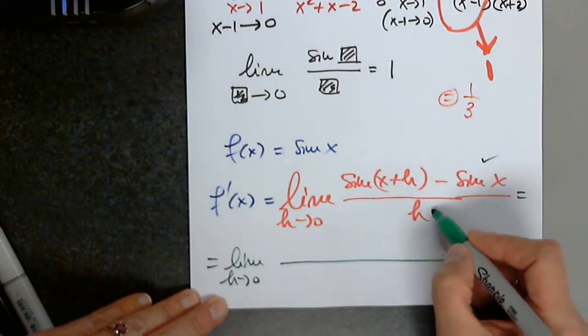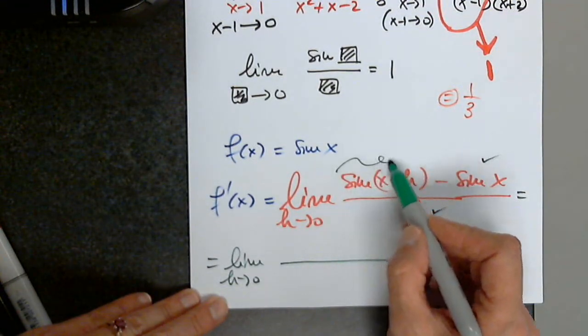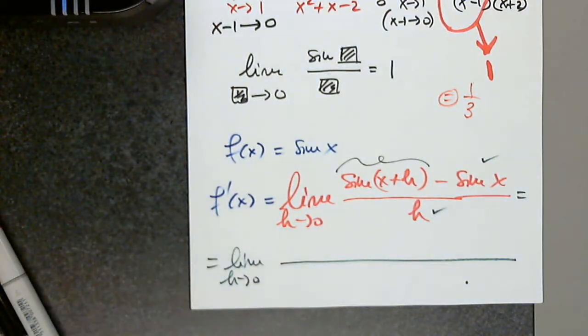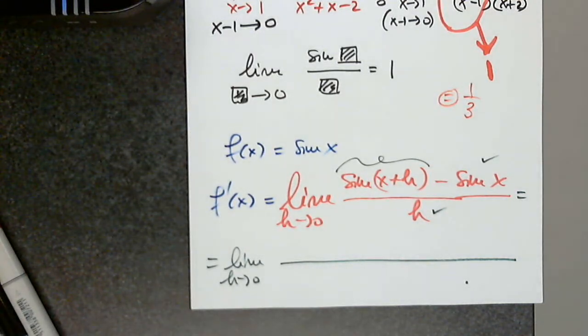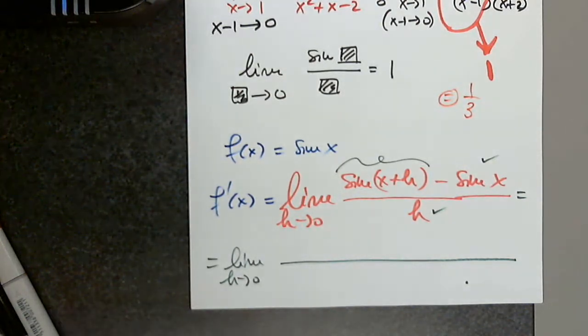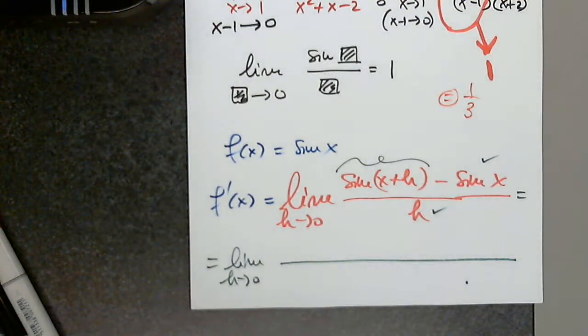So limit, there's nothing I can do here, so obviously there must be something I can do here. Front cover or back cover of your book will show you the identity for sine x plus h. You cannot say sine x plus sine h. There is no such thing. There is a specific trig identity that will replace sine of x plus h.